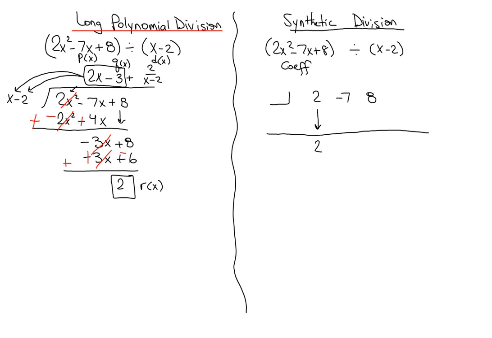Now, a number needs to go on this little box to finish setting it up so that we can divide. And what goes on the box is you take whatever this divisor is and you set it equal to 0 and solve for x.